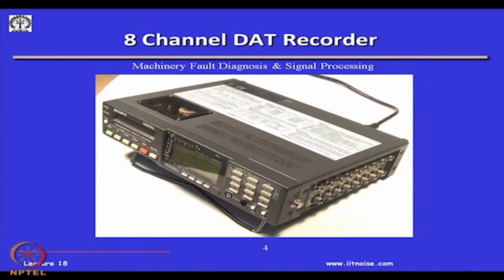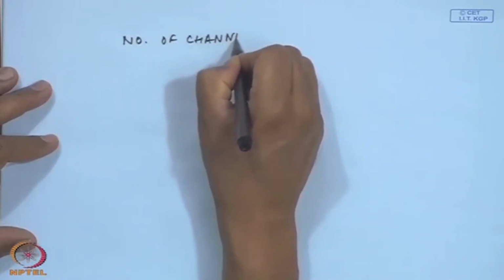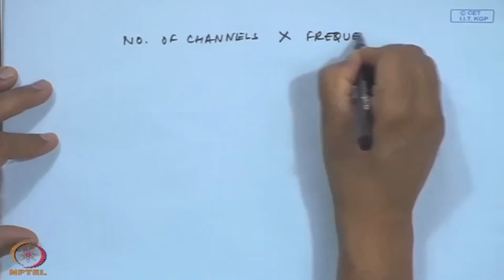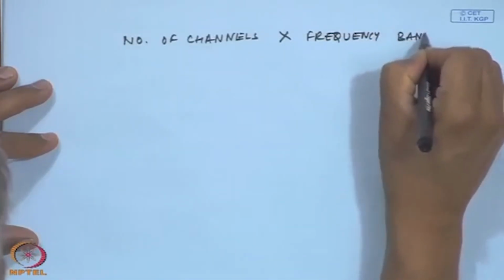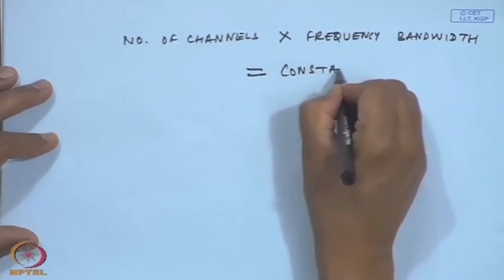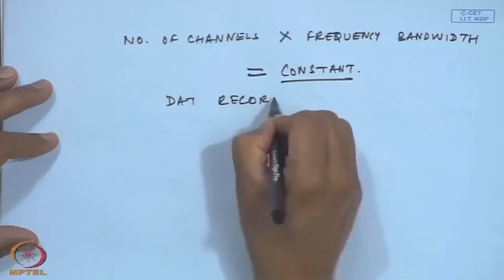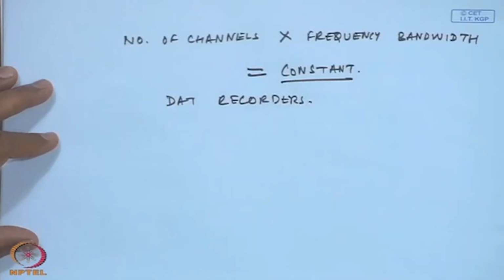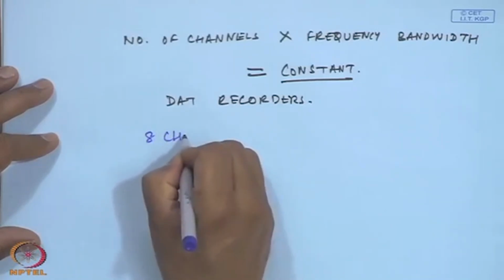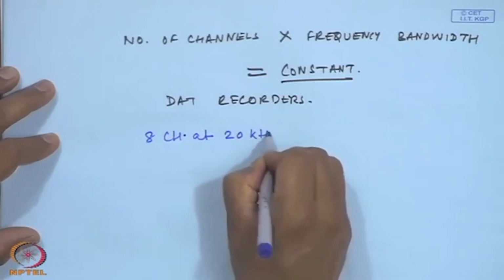So, the number of channels times the frequency bandwidth is a constant in these kinds of DAT recorders. So, it is 8 channels at 20 kilohertz.